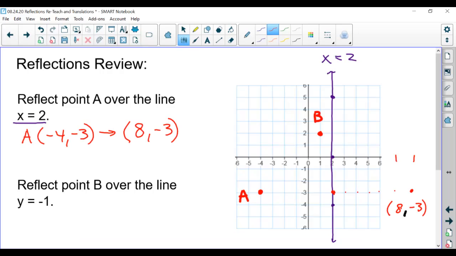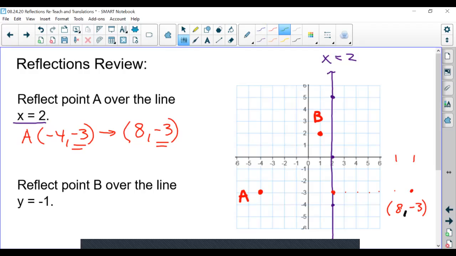Notice that this line x = 2 is parallel to the y-axis, and in both cases your y coordinate stayed the same. Okay. When we're reflecting across the line x = 2 or y = -1, we're not going to ask you for the rule. You just need to make sure you can go both directions, forward and backwards.